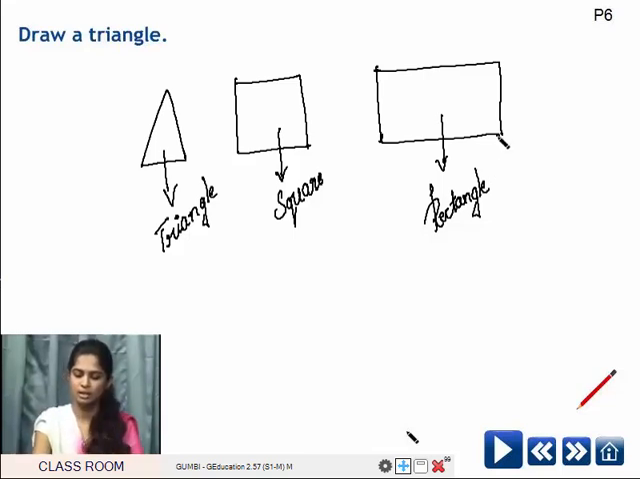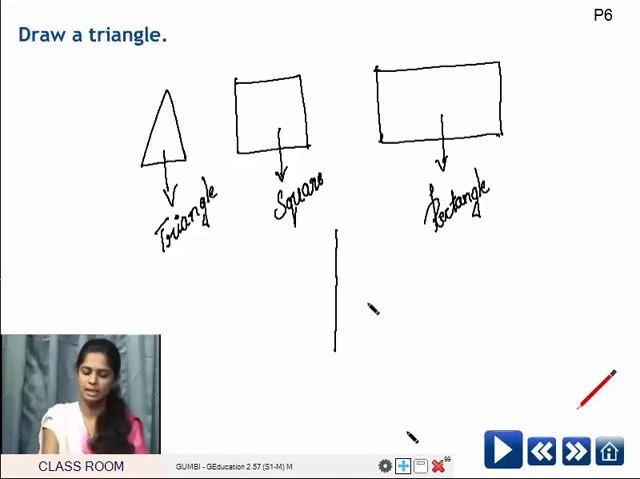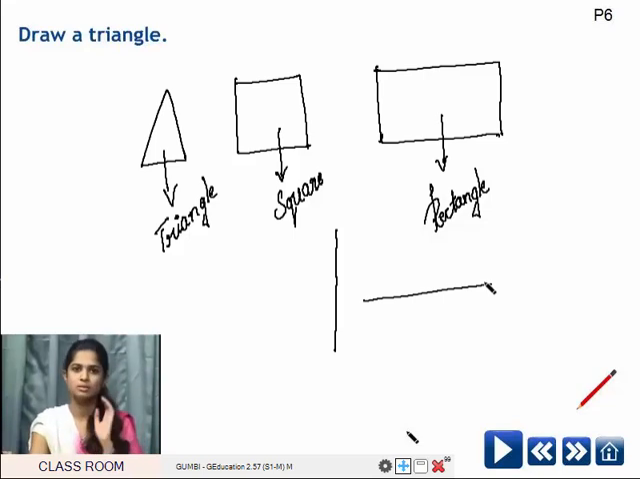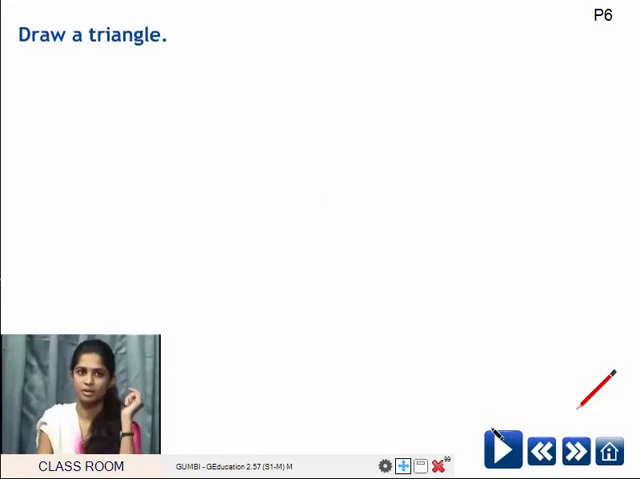Along with this, we will use two lines. One is vertical line. Vertical line means we should draw straight. This is vertical line. And horizontal line means it will be like sleeping line, like this. So we will be using your triangle, square, rectangle, vertical line and horizontal lines. So now you are familiar with the terms. Shall we draw the picture?